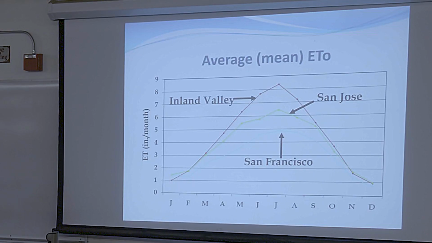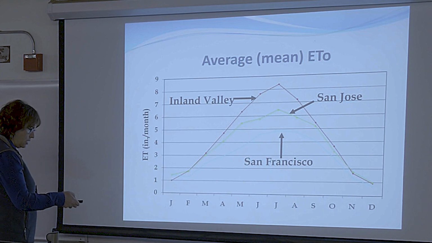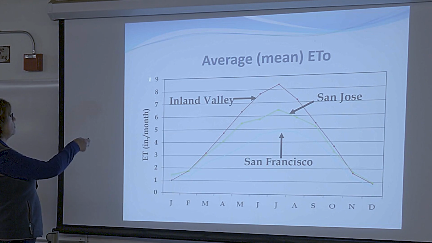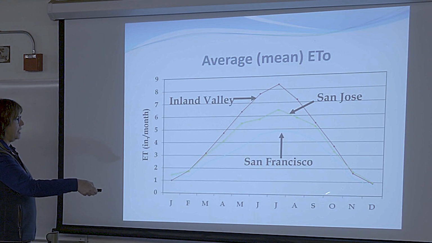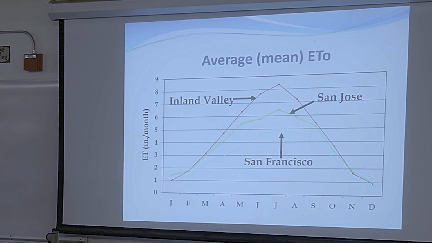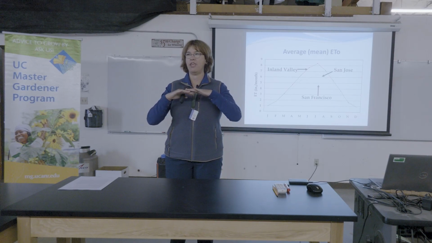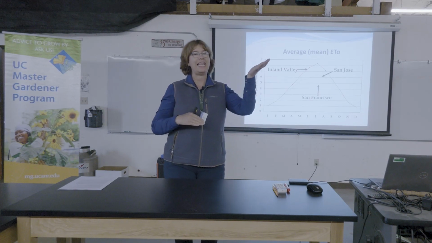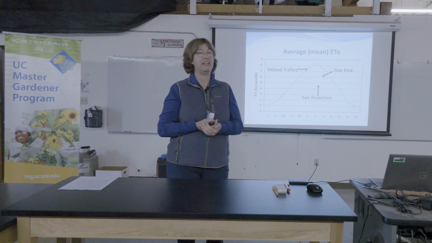So this is the average reference evapotranspiration for different parts of the country. Notice these are the months of the year down here, and here's inches of water per month. Obviously we're in the Inland Valley here, and for, say, the month of July, we're up over 8 inches of water a month being lost from the plant, right? If you think of it like a checking account that you want to keep at 0, if you're losing 8 inches of water, you need to replace 8 inches of water, because we want to keep the soil full of water.